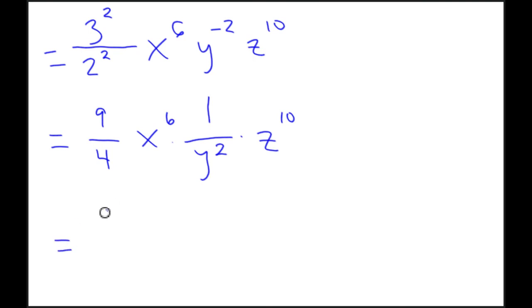So in the numerator, we have 9 times x to the 6th times z to the 10th. And then in the bottom, we have a 4 and a y squared. So this is the answer here.